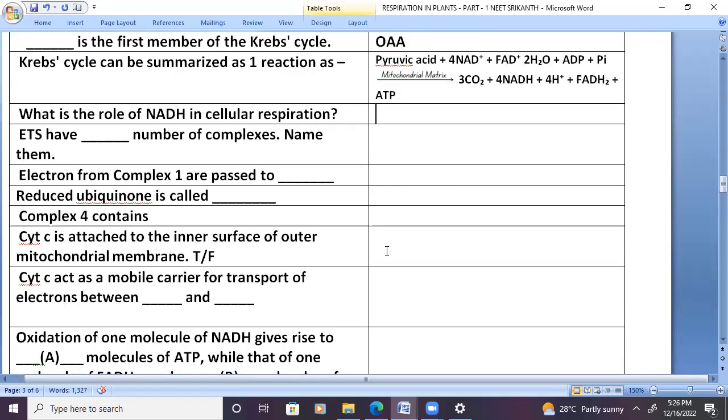What is the role of NADH in cellular respiration? The role of NADH in cellular respiration, it acts as electron carrier. ETS has dash number of complexes, name them. Electron transport system having complexes, name them.